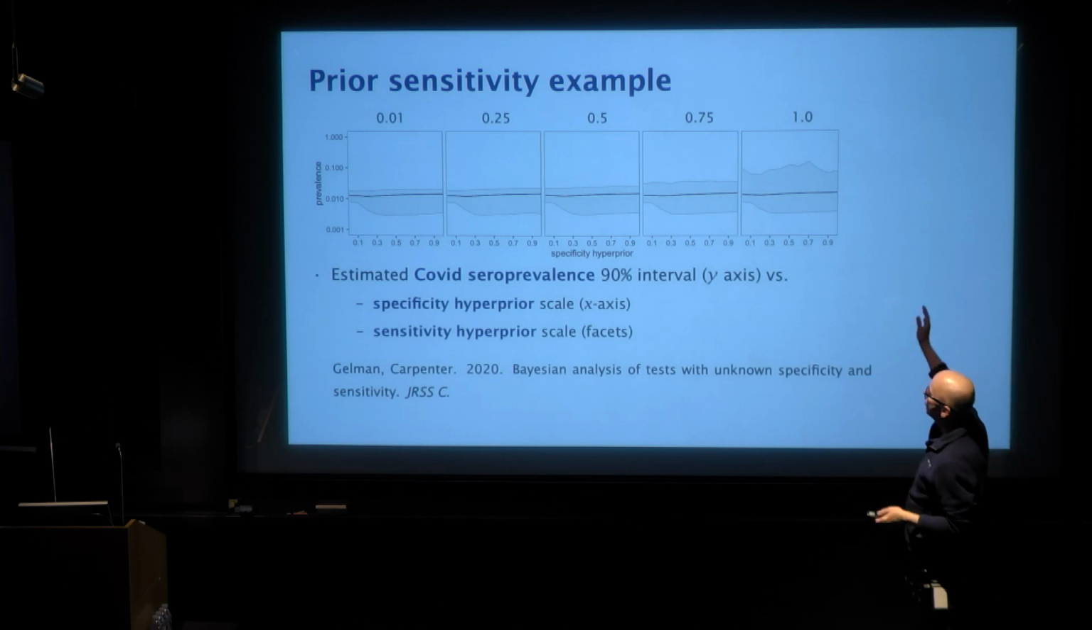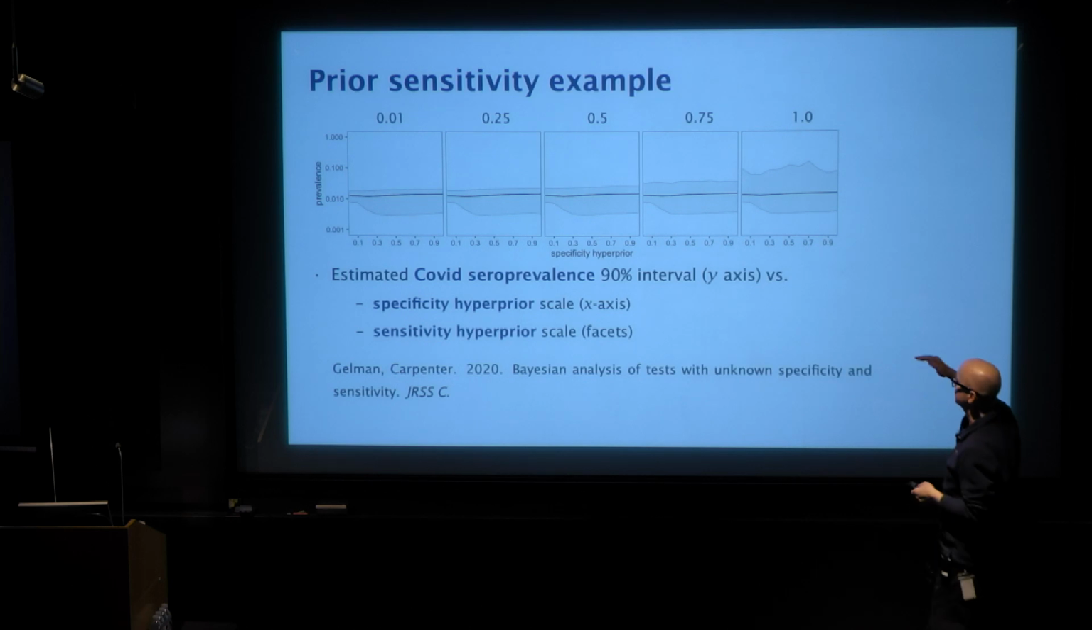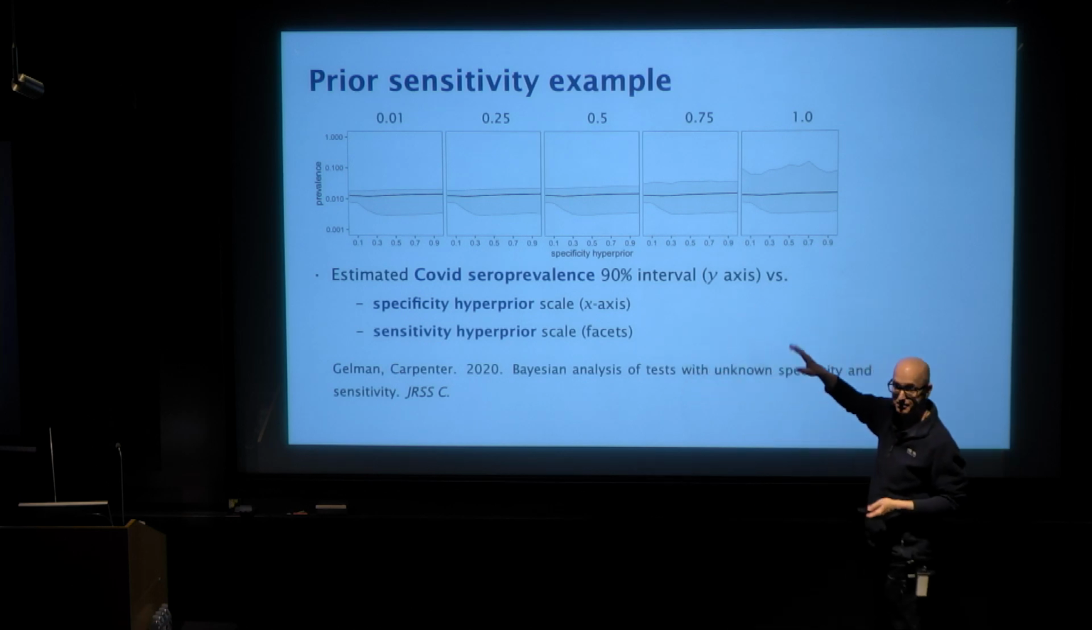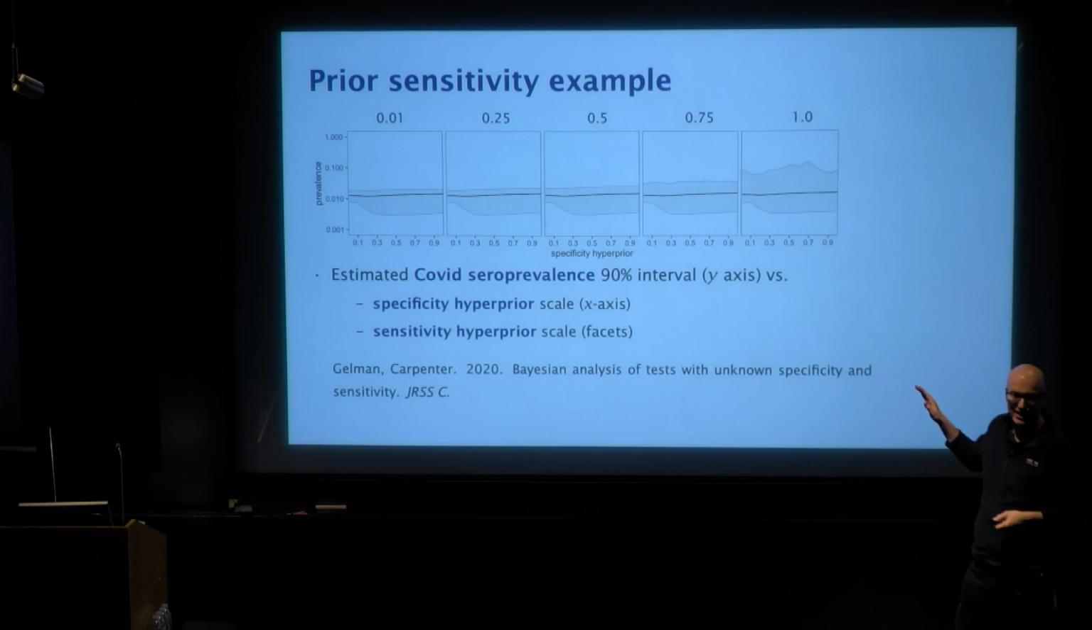Right? So this is a COVID example. The vertical axis is the prevalence estimate, the estimate of how many people have COVID. We were reanalyzing this bonkers Santa Clara study that some nutty professors at Stanford did.